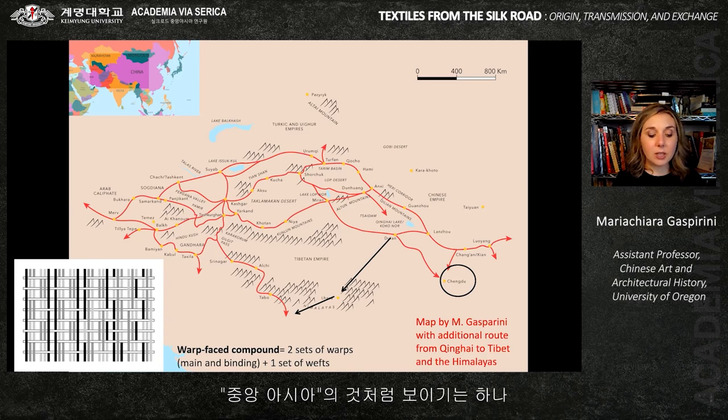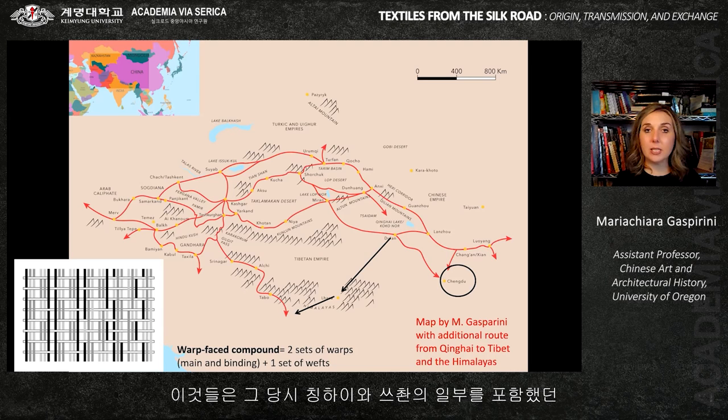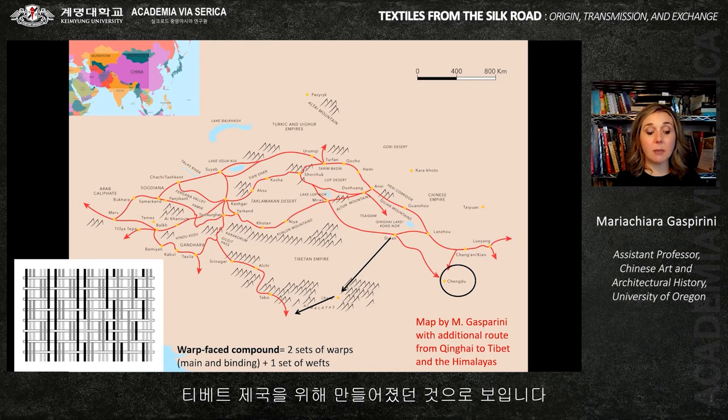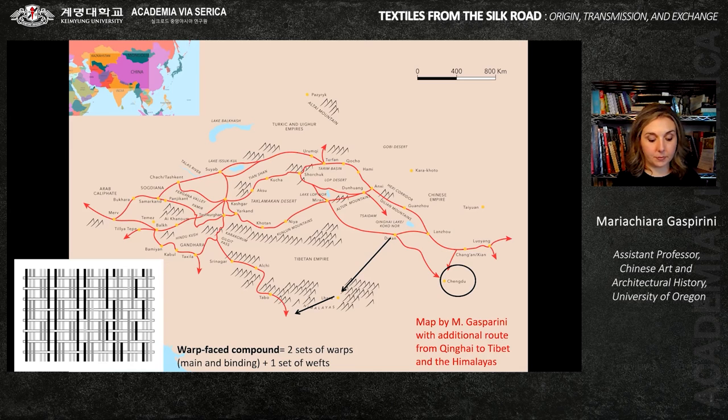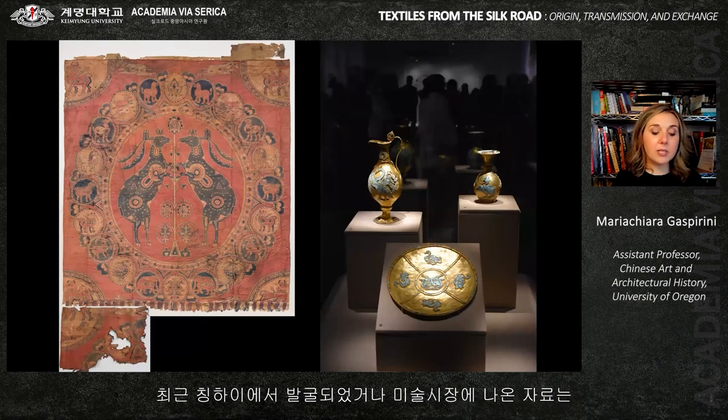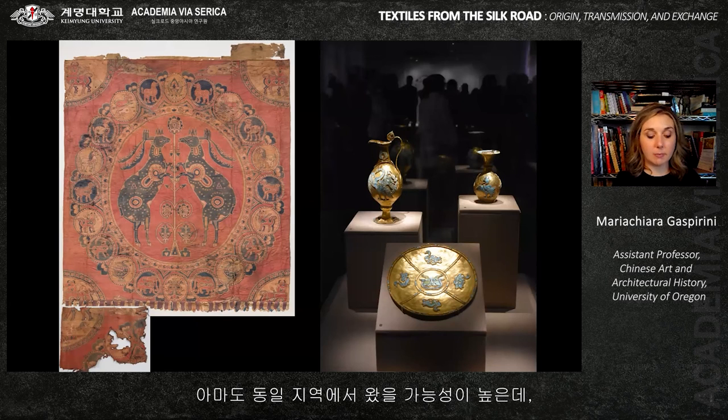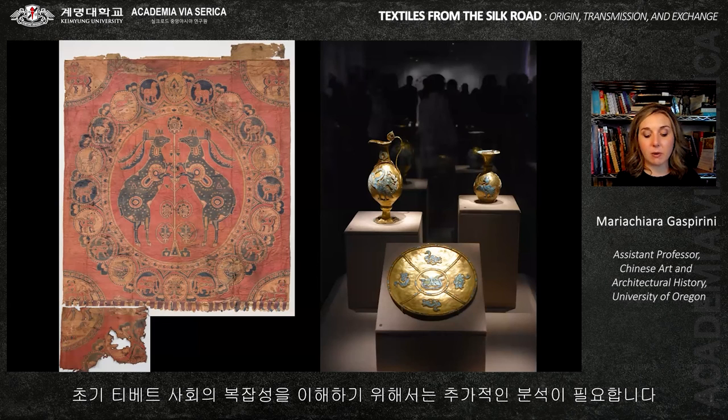Although they look Central Asian, this new composition might have been made explicitly for the Tibetan Empire, which at the time also included part of Sichuan and Qinghai. The weaving process, the preference for burgundy red textile ground, and the presence of running wild donkeys are unique features of this compound. The material recently excavated in Qinghai, or that appears on the art market, likely from the same area, requires further analysis to understand the complexity of early Tibetan society along the external branch of the primary Silk Road between Gansu and Sichuan and across the Himalayas.